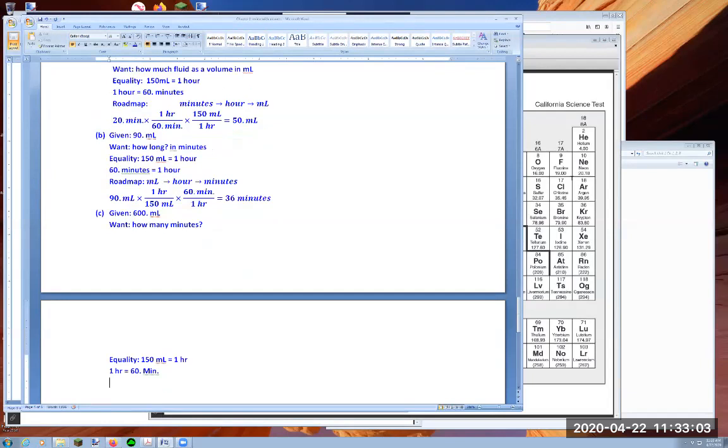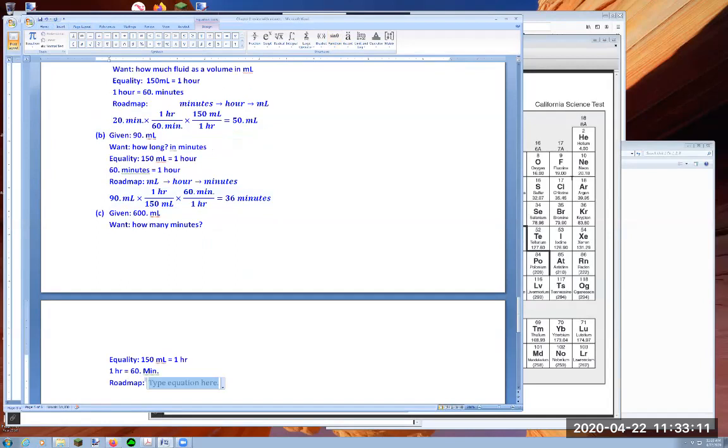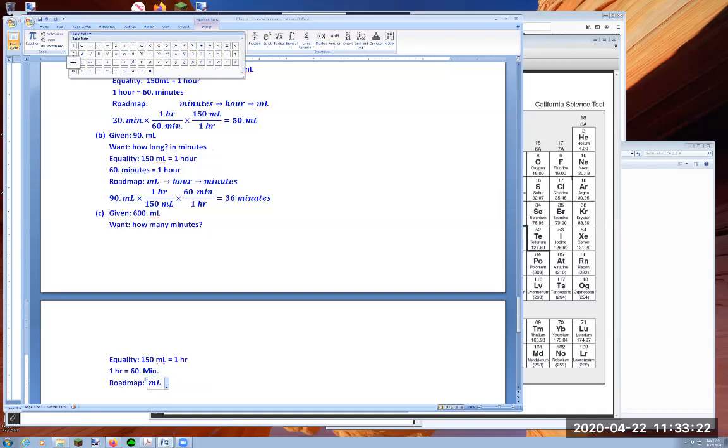So let's write the roadmap to have a clear idea of what we need to do. The given is in milliliters. So we start with milliliters, and that's the total volume of the bag that we want to see delivered. We will need to change that to hours because the equality we have goes from milliliters to hours, right? So it's the flow rate. The flow rate will allow you to change milliliters to hours. And then once you have the hours, you can convert that back to minutes.